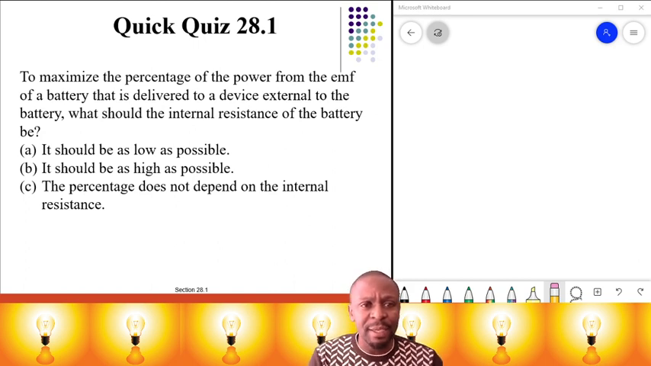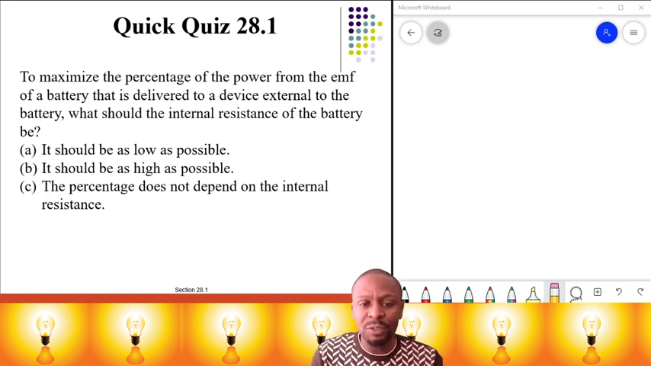Right, now let us do the following quick quiz in order to make sense of what we've just said in the previous slides. To maximize the percentage of the power from the EMF of a battery that is delivered to a device connected to the battery, what should the internal resistance of the battery be? A, it should be as low as possible. B, it should be as high as possible. C, the percentage does not depend on the internal resistance.